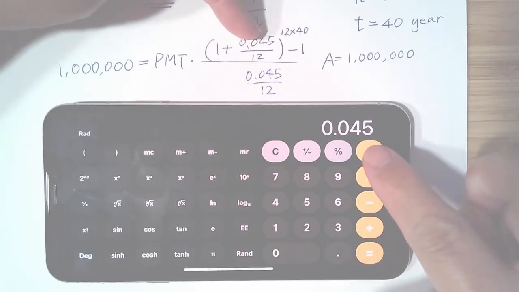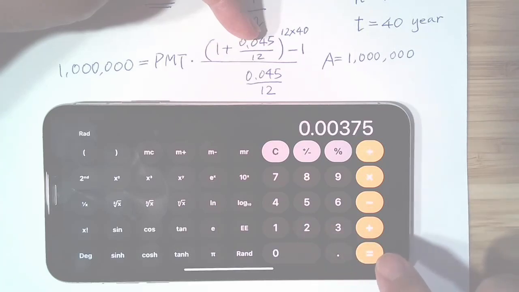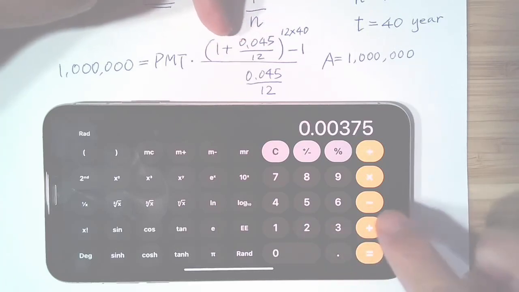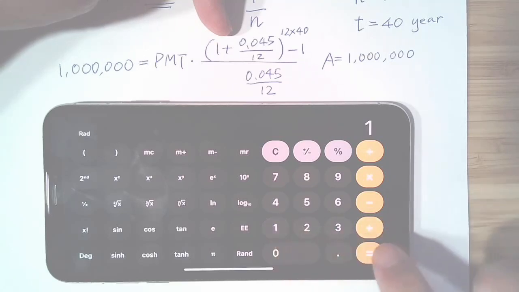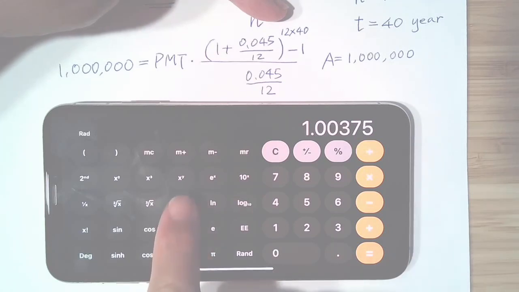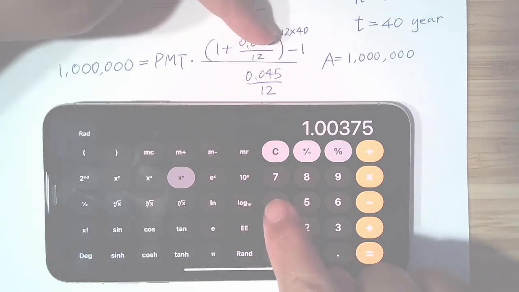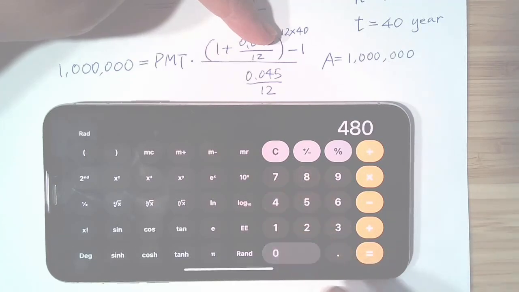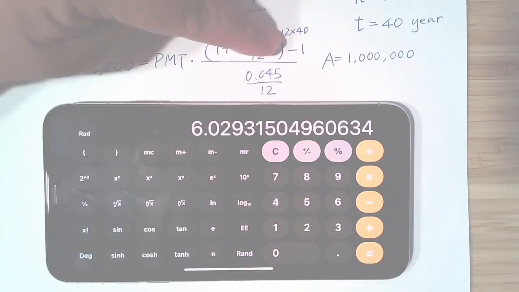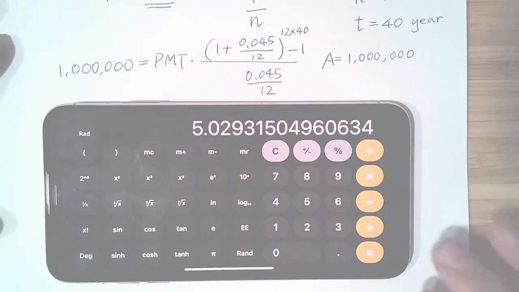The first thing I need to do is divide it by 12, equal. All right, and then plus 1, equal, to the power, and that's this one, right? X to the y. So x to the y, and the power is 12 times 40, which is 480. So this is easy to do the calculation. 480 equal. All right, then minus 1, equal. So we're done with the numerator.